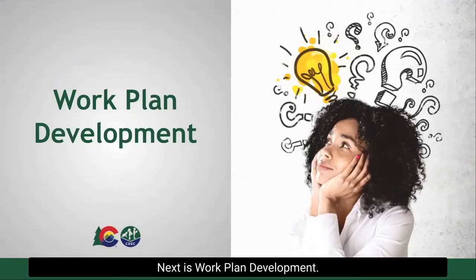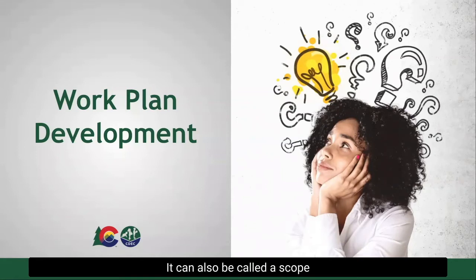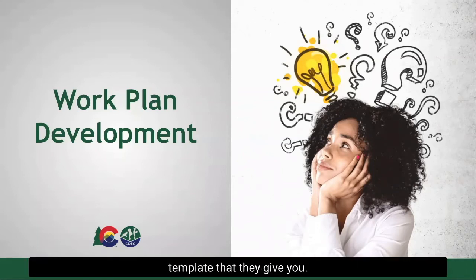Next is work plan development. This is really important for the how. You're usually asked to list your goals or that SMART objective and how you will achieve them through specific activities and tasks within what time period, who is responsible, and what the measurement will be to know you completed that task. It can also be called a scope of work or an action plan. Either way, it is usually requested within a specific template. So make sure you're using the template that they give you.